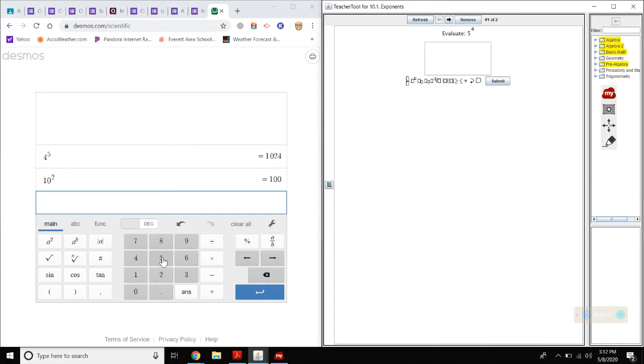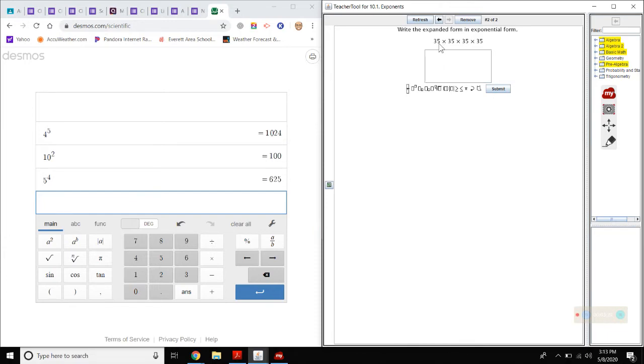So this last example, 5, and then I'm going to use this button here and put in 4 as my power for my exponent. And you can see that that gives me 625.